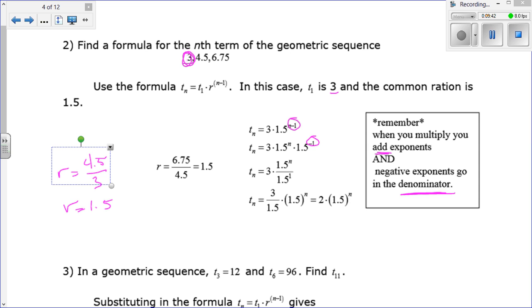Now I can take my negative exponent and throw it in the denominator. So I get t sub n is equal to 3 times 1.5 to the n over 1.5 to the first. I'm going to bring out that 1.5 and put it underneath the 3 because this is 3 over 1 and I'm multiplying. And I want to get my exponent all alone. 3 divided by 1.5 is 2, and then I have 1.5 to the n. So this is my formula for the nth term. It'd be 2 times 1.5 to the n.